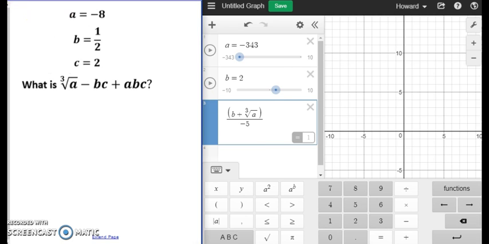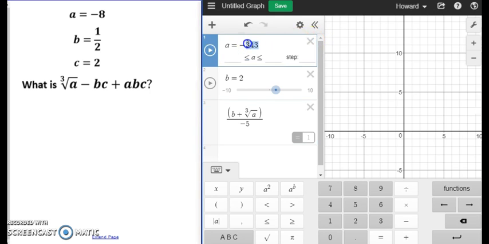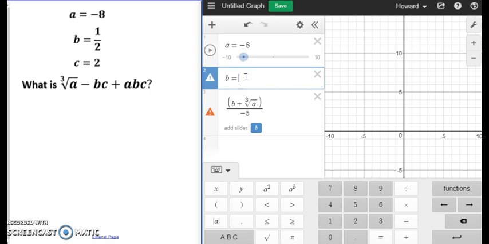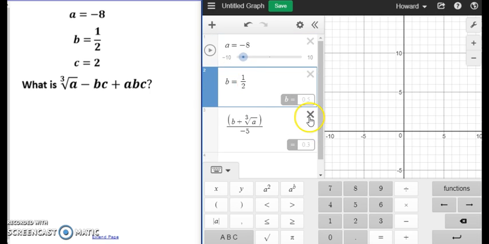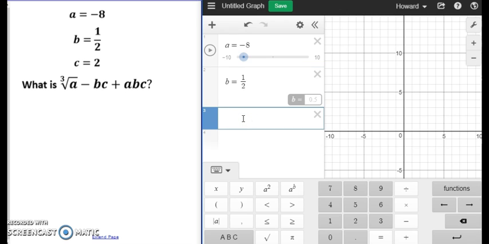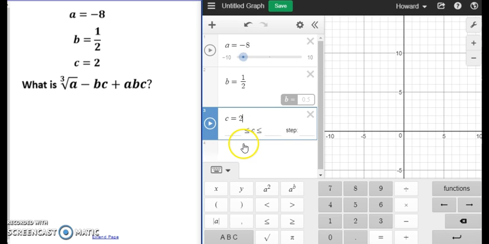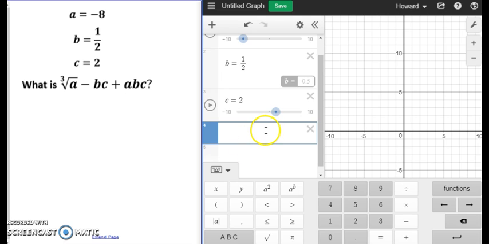In this one, we've got 3 variables and a fraction. We could still do that just as fine, so again, let's make this -8. This is going to be now, instead of being 2, it's going to be a half. I'm going to clear this out because now I have a c. C equals 2. And again, just keep pressing down here and you have these.